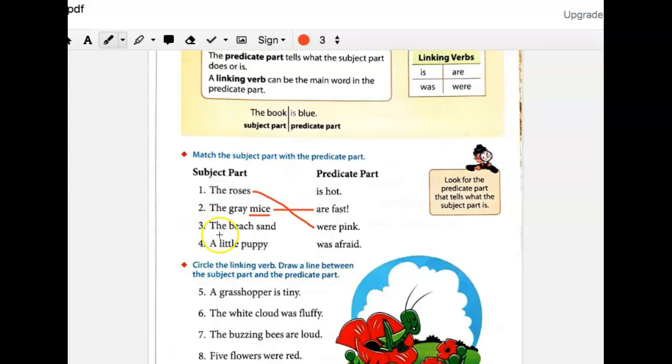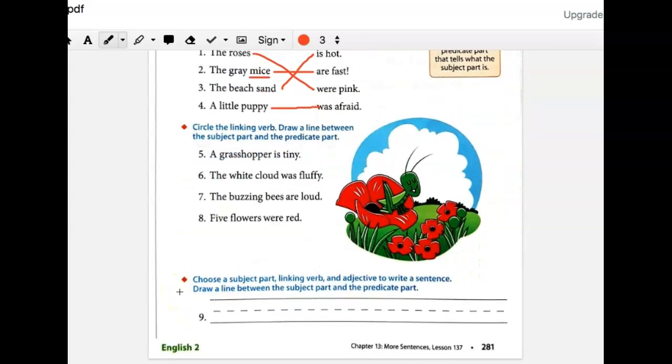Number 3, the beach sand is hot. That makes sense. The beach sand was afraid. That does not make sense. So that means the little puppy was afraid. That makes sense. Let's move on to the next part.